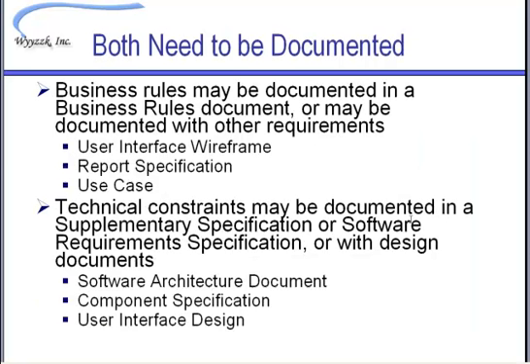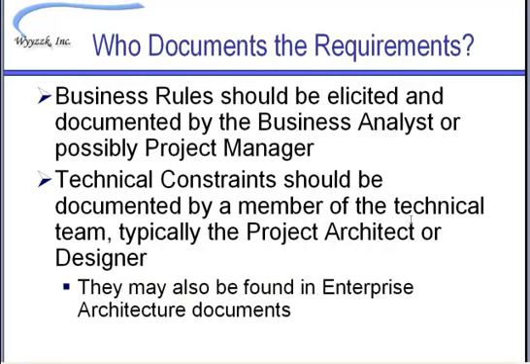Remember to document both your business rules and your technical requirements. Your business rules could be documented in a separate business rules document or might be documented with other requirements such as user interface wireframes, report specifications, or use cases. Your technical constraints might be documented in a supplementary specification or maybe a software requirements specification, or they might be documented in other places such as a software architecture document, a component specification, or the user interface design.